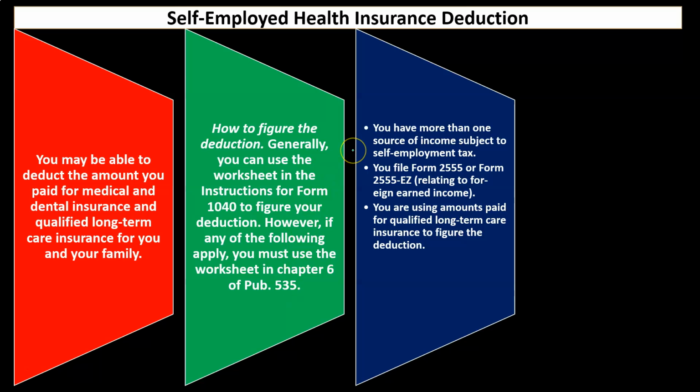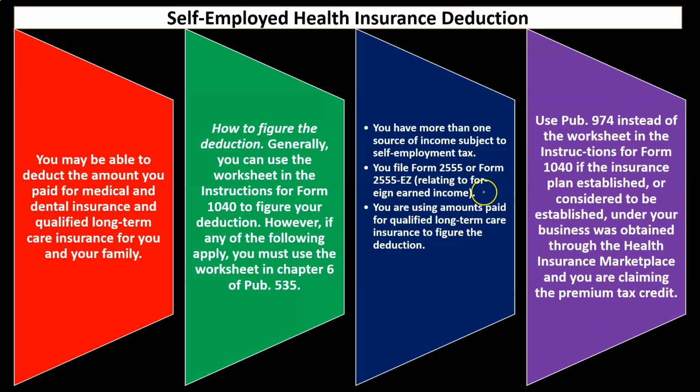You have more than one source of income subject to self-employment tax. So if you have two Schedule Cs or something like that, that can complicate things. You file Form 2555 or Form 2555-EZ relating to foreign earned income. Or you are using amounts paid for qualified long-term care insurance to figure the deduction. Then you can use Publication 974 instead of the worksheet in the instructions for Form 1040 if the insurance plan established. So again, your default is the 1040 instructions, probably the place to start, and then see if any of these complications apply to move from there.